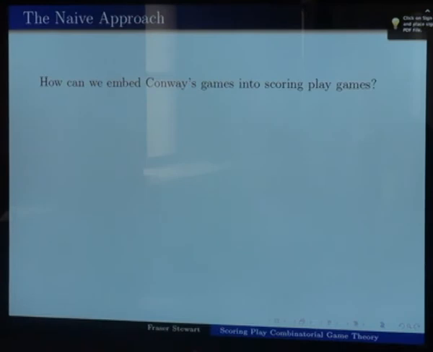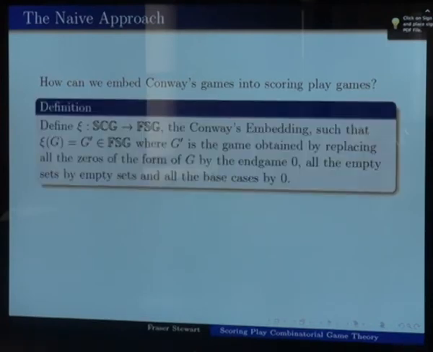So, a question we could ask, and this was a question posed to me by somebody, is how can we embed Conway's games into scoring games? Conway's games was all the stuff I said at the start about normal play games. We want to figure out a way to embed Conway's games into scoring games, so we have a complete theory for combinatorial games. So this is the naive approach to this.